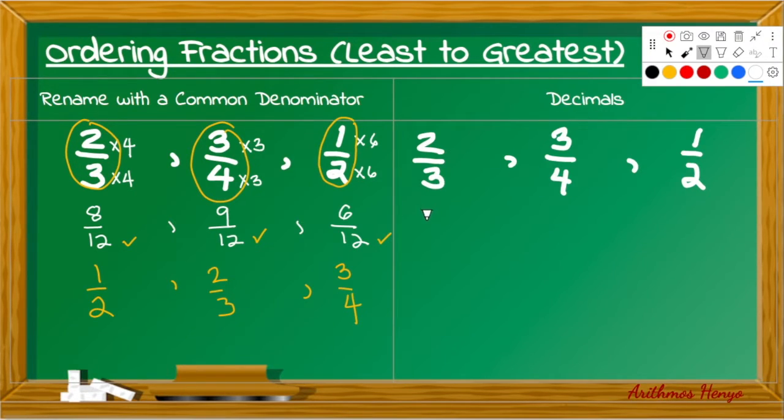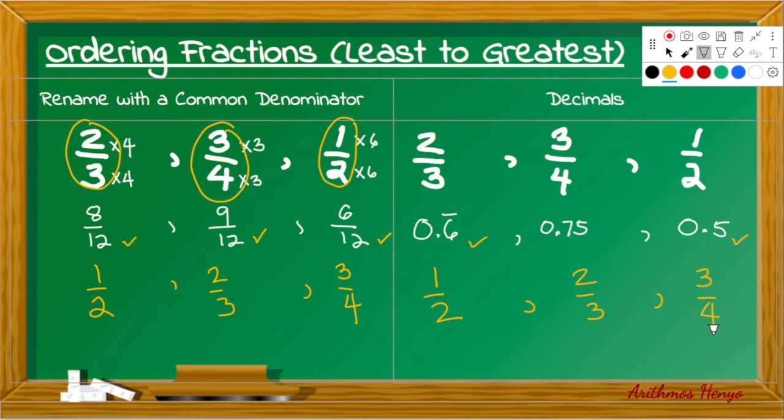This time, let us arrange the fractions by converting each of them to a decimal. We have 2/3 in decimal is 0.666 and so on. So let us put the symbol here indicating that 6 never ends. And 3/4 is 0.75 and 1/2 is 0.5. Let us arrange from least to greatest: 0.5 or 1/2, 0.6 or 2/3, and 0.75 or 3/4.